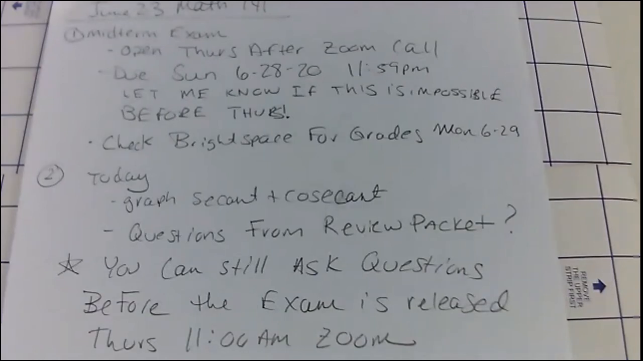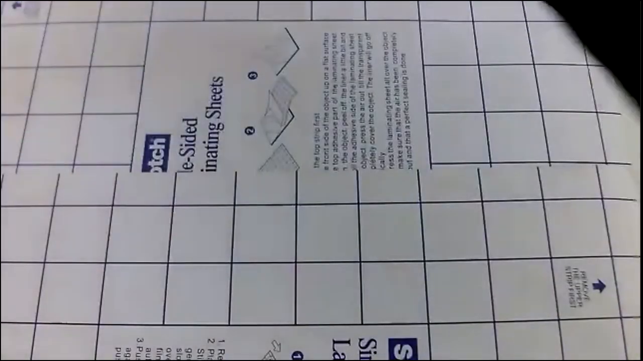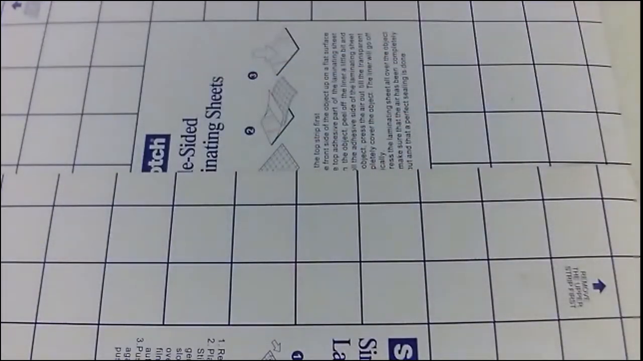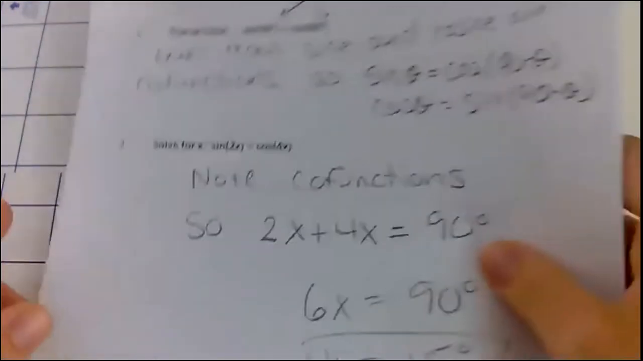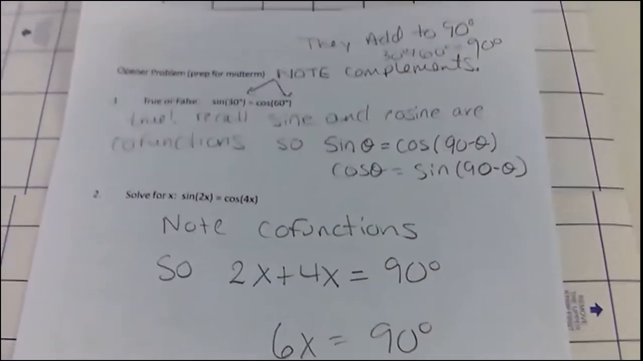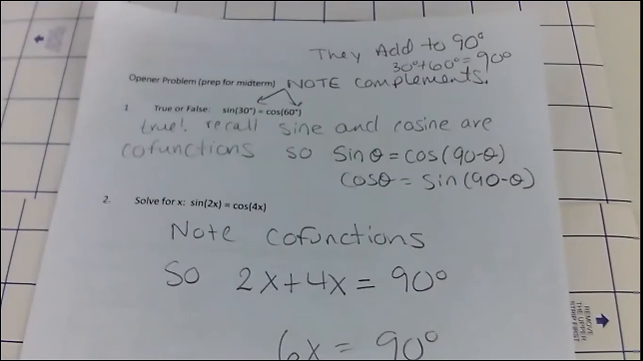All right, so let's get into actual stuff for today. Okay, so I will do the blank worksheet. First of all, the opener problem. This is an old lesson back from chapter 1 or chapter 2, I can't remember. Cofunctions. Do we have questions on cofunctions?